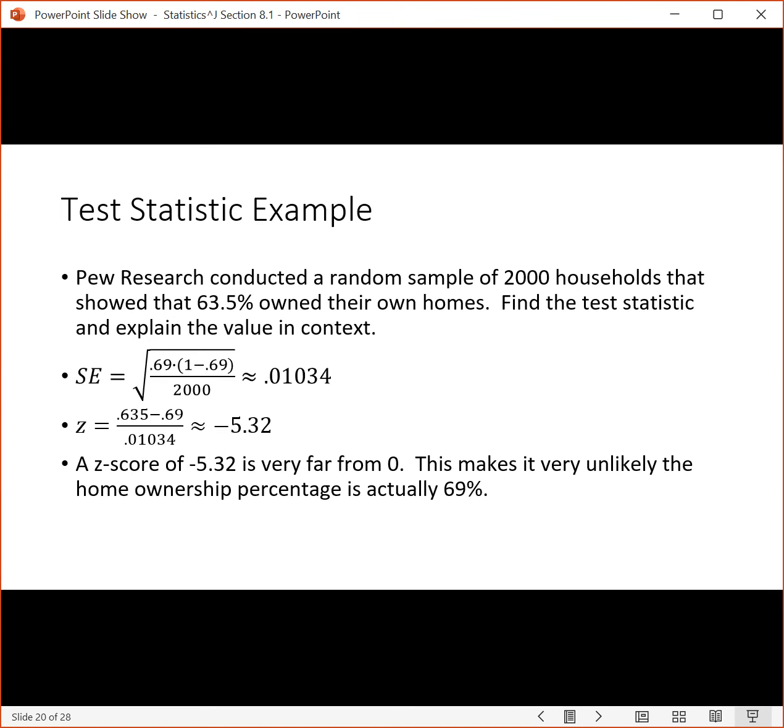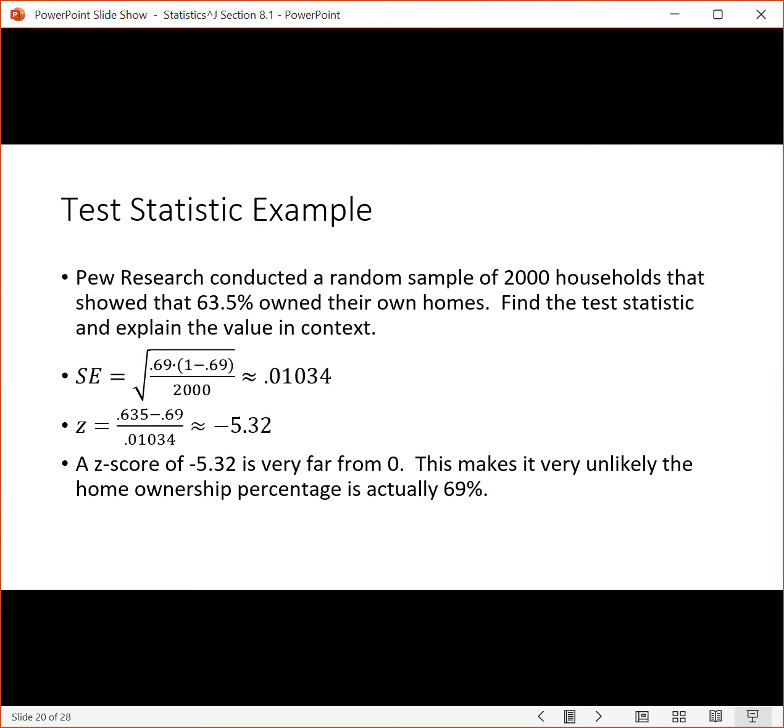So we just take all the stuff and plug it in. All right, so first calculate the standard error. So you take the 69%, which is what we're assuming the population is, plug that into the standard error formula, then you should get this result. And then take that result and plug the 63.5 and the 69% into our z-score formula, and you get negative 5.32. All right, so what is that? So we're saying that the z-score, or the result here, is 5.32 standard deviations below what we expected. Or sorry, standard errors. So it's 5.32 standard errors below what we expected.